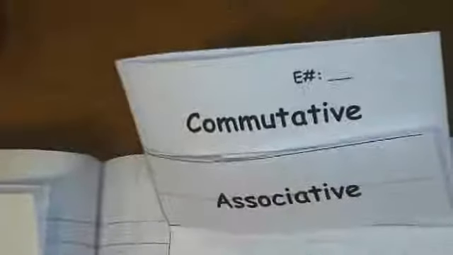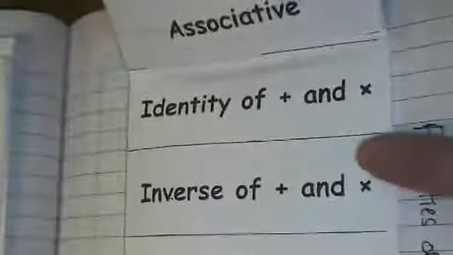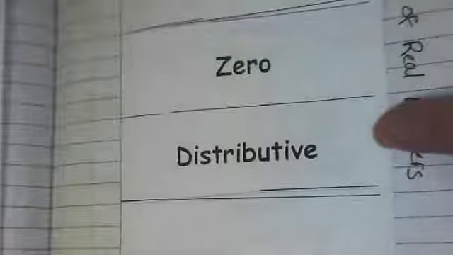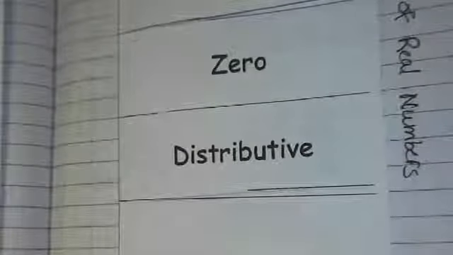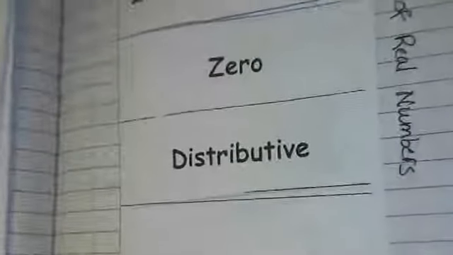So the first property we're going to be talking about is the commutative property. And then we're going to be talking about the associative property. Alright, the identity property, inverse property, zero property, and distributive property. So we're going to be talking about 1, 2, 3, 4, 5, 6 properties today. You'll be able to identify.